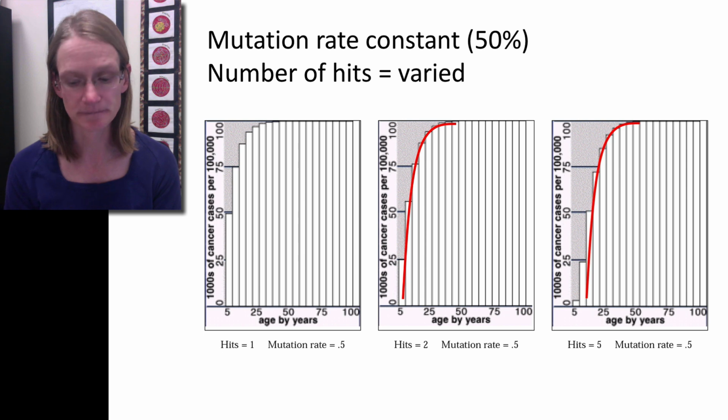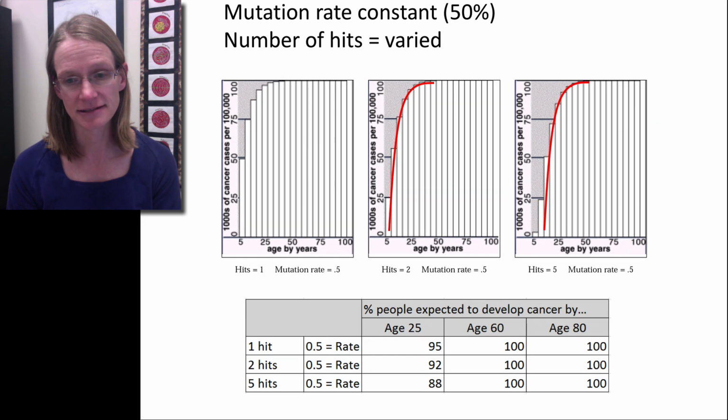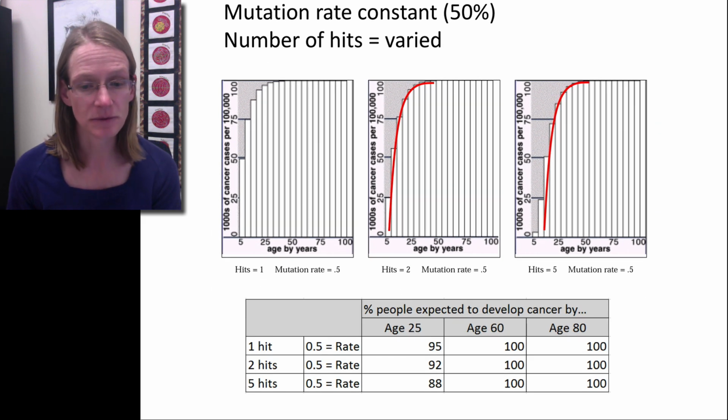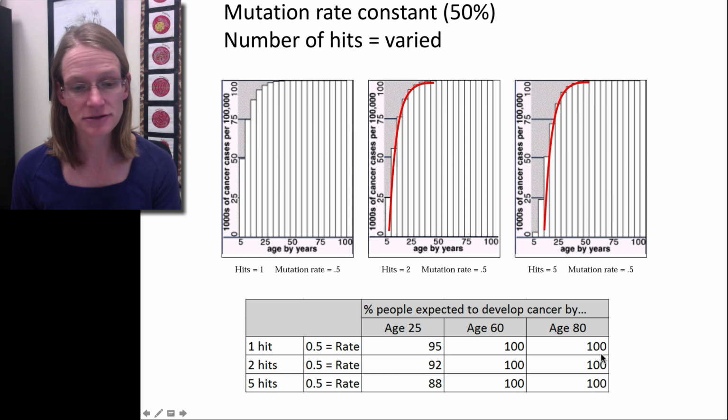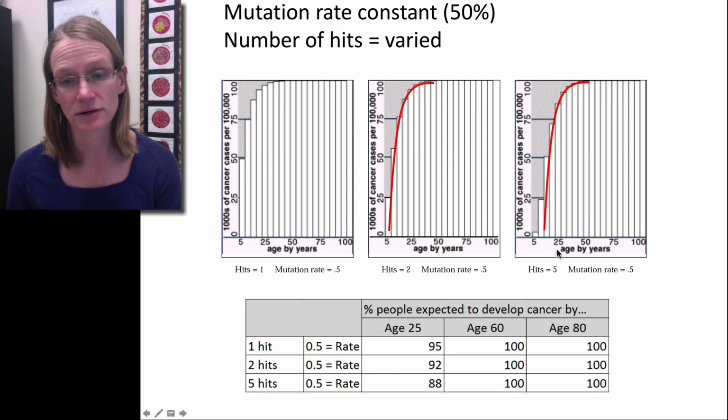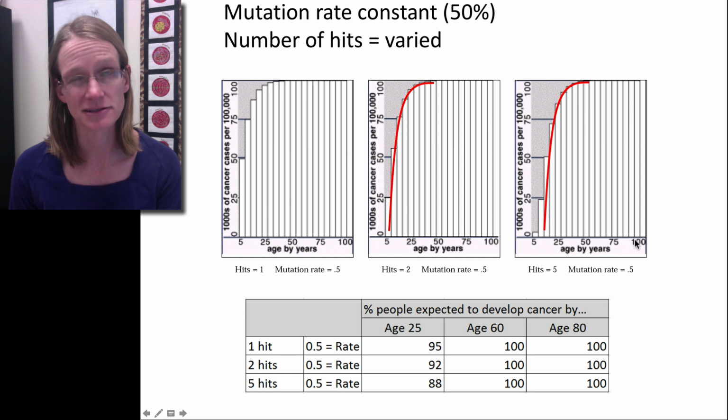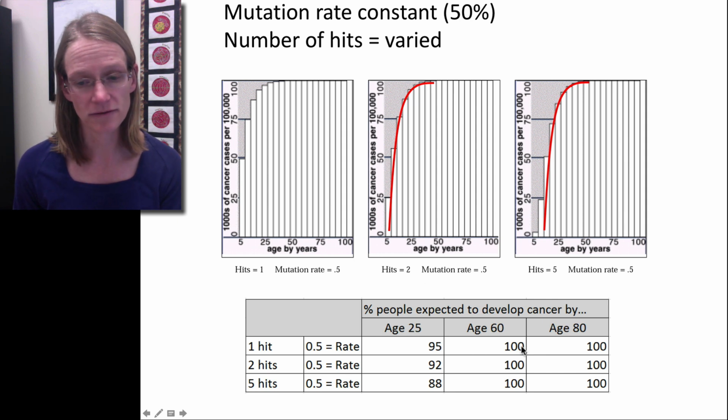That's all we're doing. Another way of looking at this is to model it out and look at, again, those individuals that are about 25 years old, about 60 years old, and then about 80 years old. Clearly, by 80 years old, it doesn't matter how many hits you have. According to all 3 of these models, every single one of those 80-year-olds develops cancer. So we know this is not a perfect model, but it helps us see the difference. Again, at age 60, every single one of them has it. 100% of individuals get cancer.